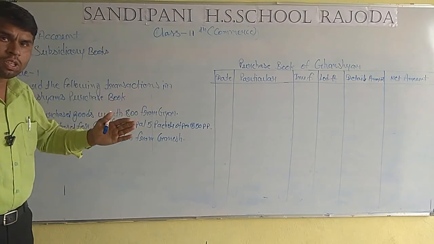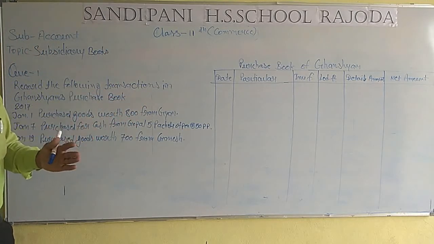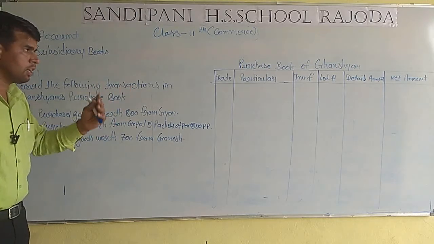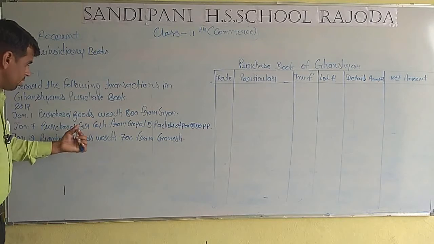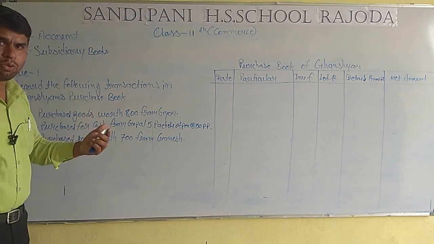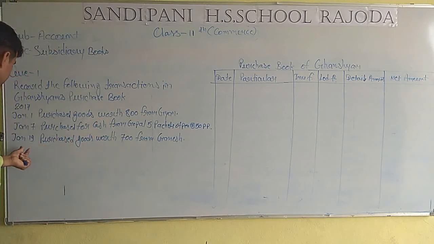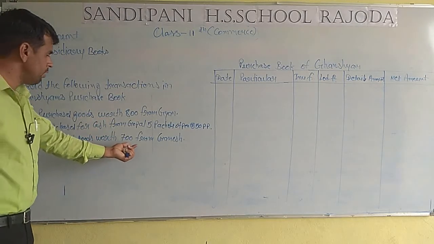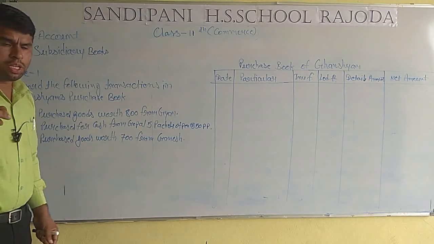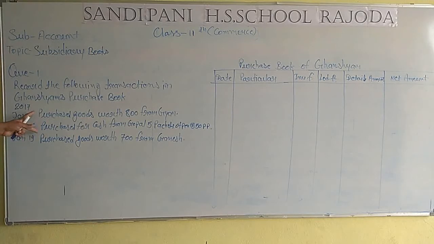Why? Because it's a rule of the purchase book. You can't write a cash transaction in the purchase book. This transaction will be sent to the cash book. Now, 19 January, purchase goods worth rupees 700 from Ganesh, so we will write this transaction. Means in this question we will write only two transactions, the 1st January transaction and the 19 January transaction.